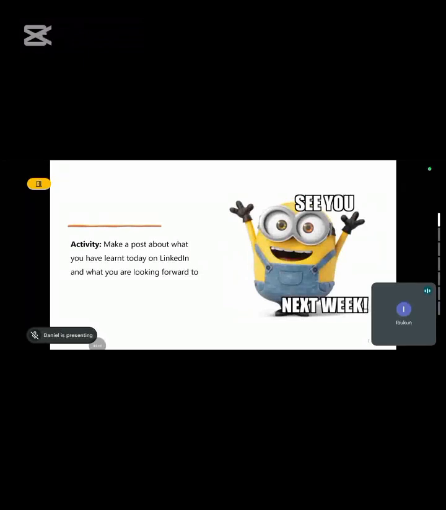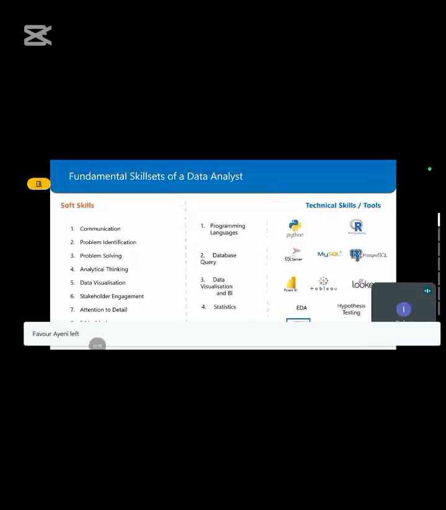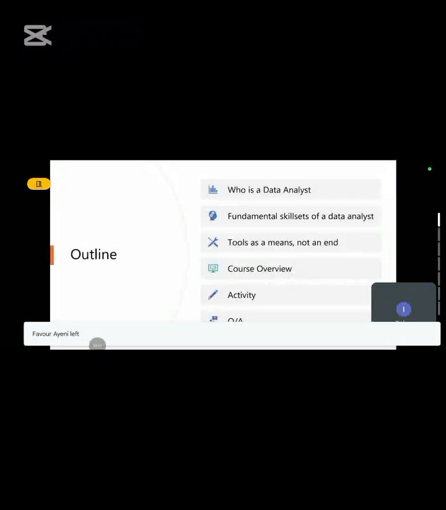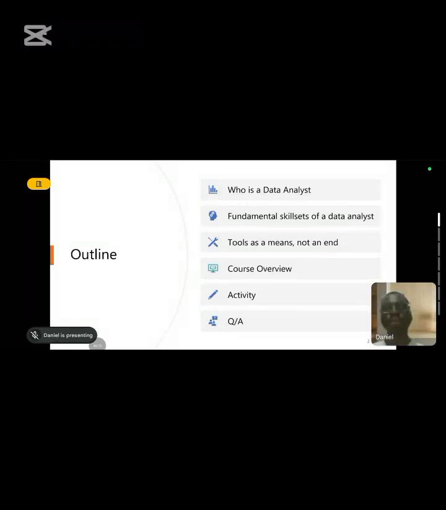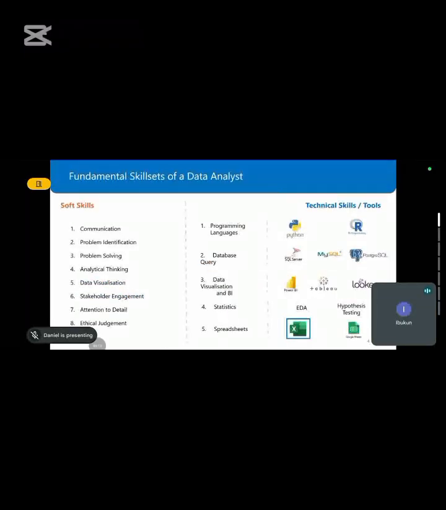So my question is, you stated that the technical skills, that's like the tools for data analysis, are up to like 10 or something. So I just wanted to ask, for someone that is learning to be a data analyst, is it all the tools that they're supposed to know, or are there specific ones that are very, very compulsory for a data analyst to know? Thanks, sir.